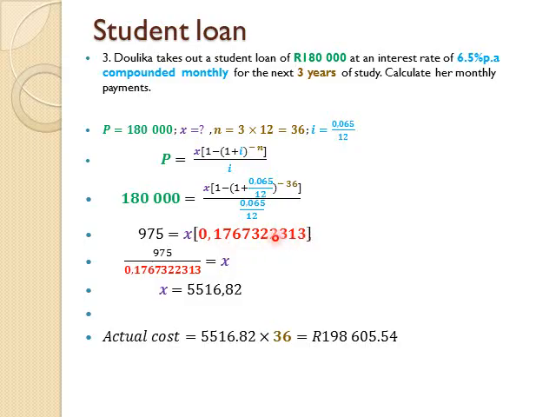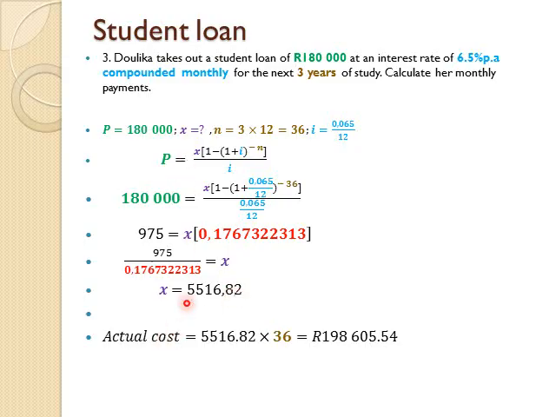322313. And take note, I don't round off beforehand, because rounding off beforehand can mean I pay an extra amount of money, or as a company I end up losing money either way. 975 divided by that, so I pay 5,516 Rand 82 cents every month.